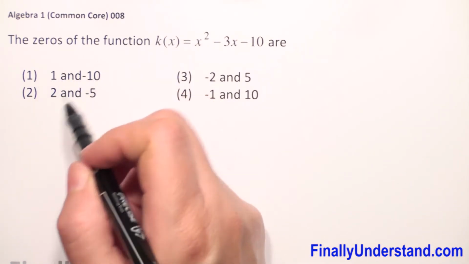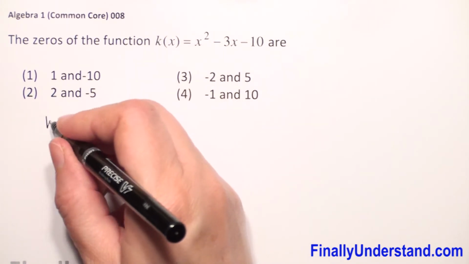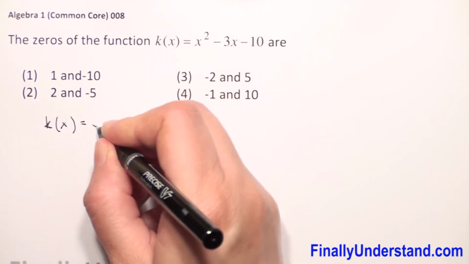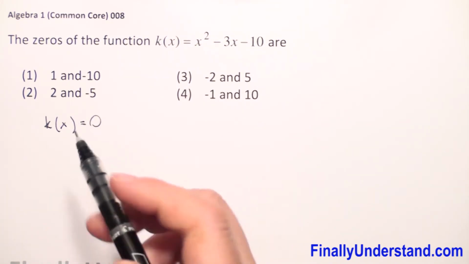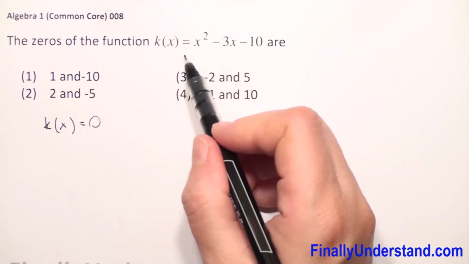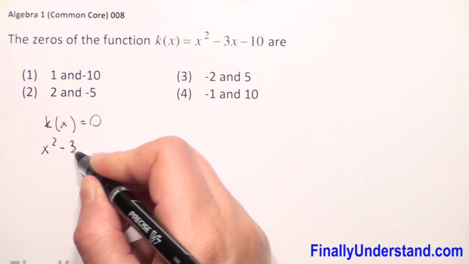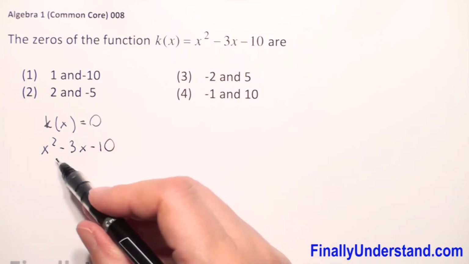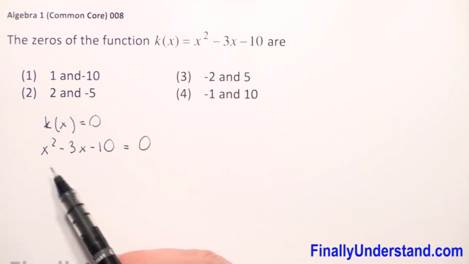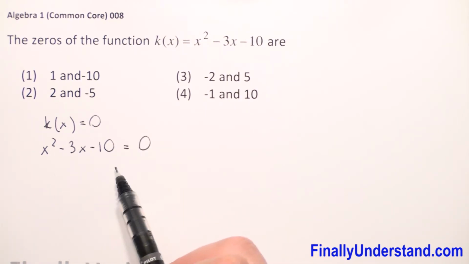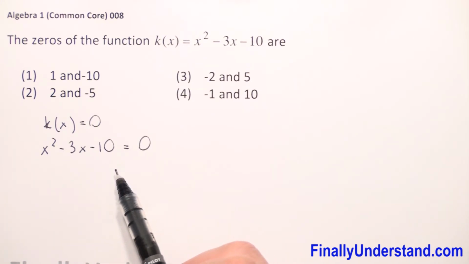To find the zeros of a function, we have to check when our function, in this example k of x, is equal to 0, for which value of x k of x is 0. K of x is given by this expression, x squared minus 3x minus 10. So when this is 0, we have a quadratic equation. To solve this equation, we can use the factoring method.